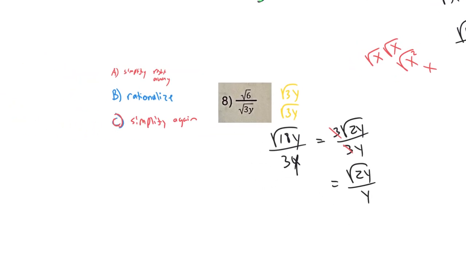Okay. So I kind of just cut to the chase there. Simplify right away. There was nothing to simplify. Rationalize. Okay, we did that. And then simplify again after rationalizing. Part of simplifying again was not only turning the radical 18y into 3 radical 2y, but part of simplifying again was to actually cancel these 3's as well. Okay.